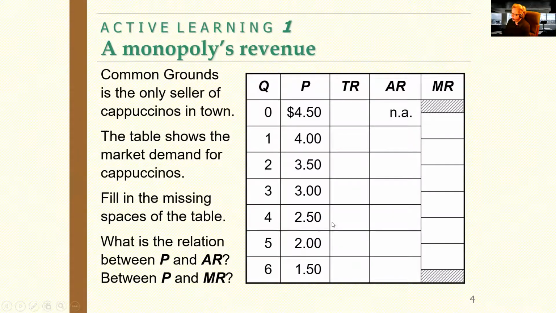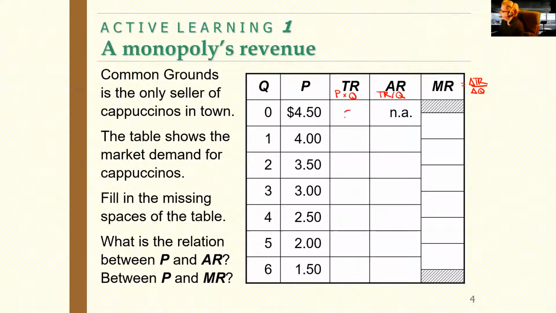Here we have Common Ground, the only seller of cappuccinos in town. Remember that total revenue is price times quantity. Average revenue is just total revenue divided by quantity. And marginal revenue is equal to the change in total revenue divided by the change in quantity. Let's go ahead and fill this out.